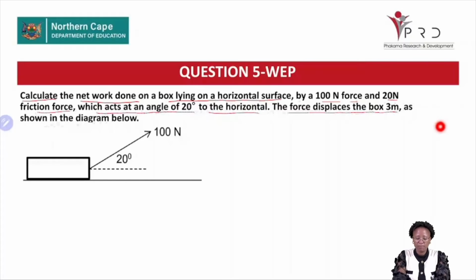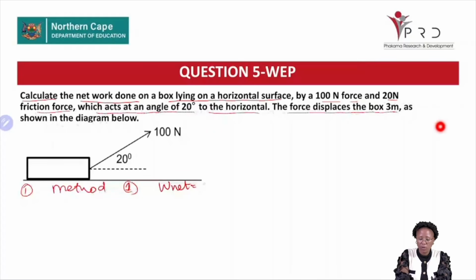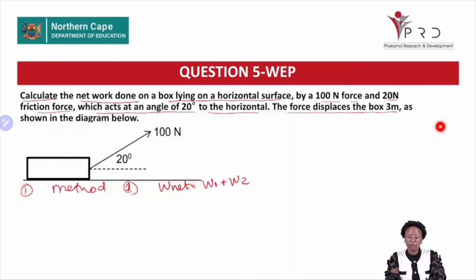So from the diagram, step number 1, we're going to start with method 1. This one, we use W_net equals work done by the first force plus work done by the second force, the forces that are doing the work. So the first thing that we are going to do, we are going to draw a free body diagram that shows all the forces that are acting on the object.